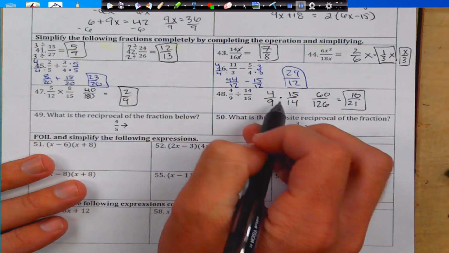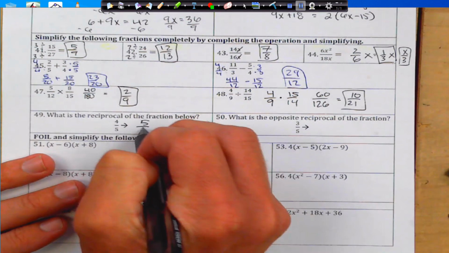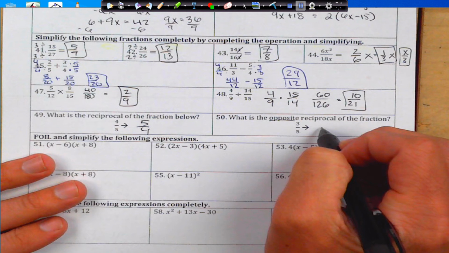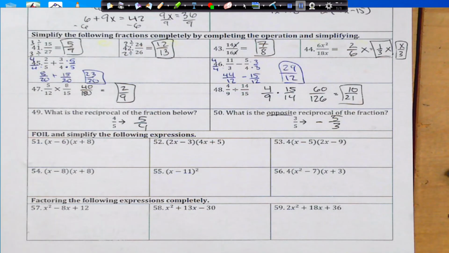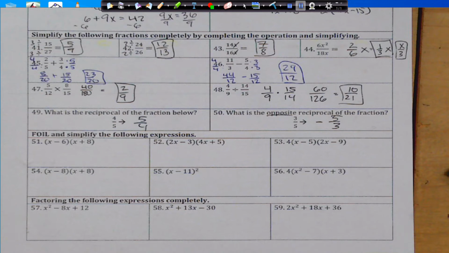So what's the reciprocal of the fraction? Again, we just kind of did the reciprocal there. It's just flipping it. Opposite just means to change the sign, so it's going to be a negative instead of a positive, 5 over 3. Okay, now we get down to FOIL and box method. I did kind of show how box method worked in class. I'll show that again for you guys.